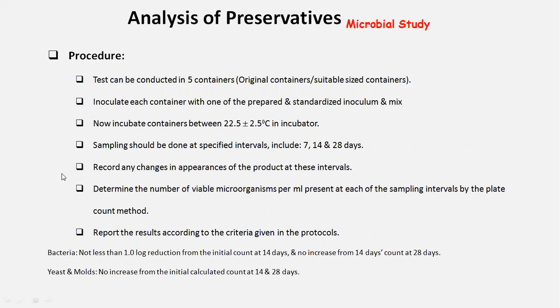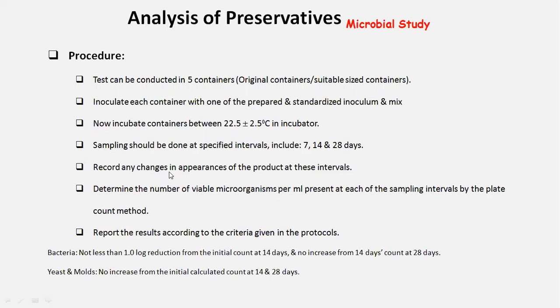So 5 containers need to be utilized to conduct the test, and inoculate each container with one of the prepared and standardized inoculum and mix. Means in each and every container, one strain of microorganism needs to be inoculated. Now incubate containers between 22.5 plus or minus 2.5 degrees centigrade in an incubator. Sampling should be done at specified intervals like 7 days, 14 days and 28 days. This also depends on the strain and the sample that we are going to use.